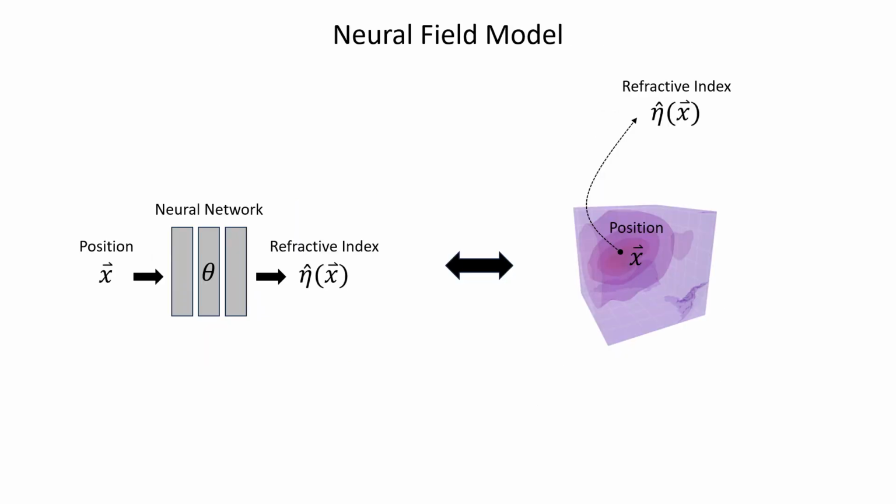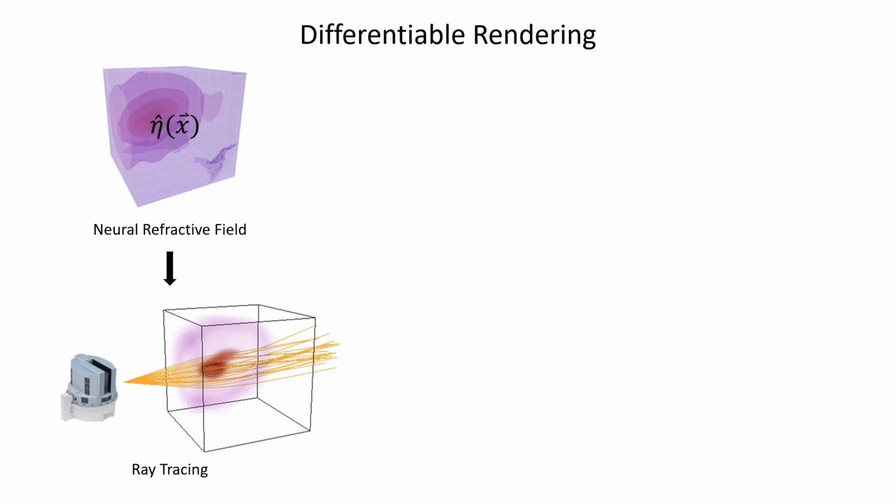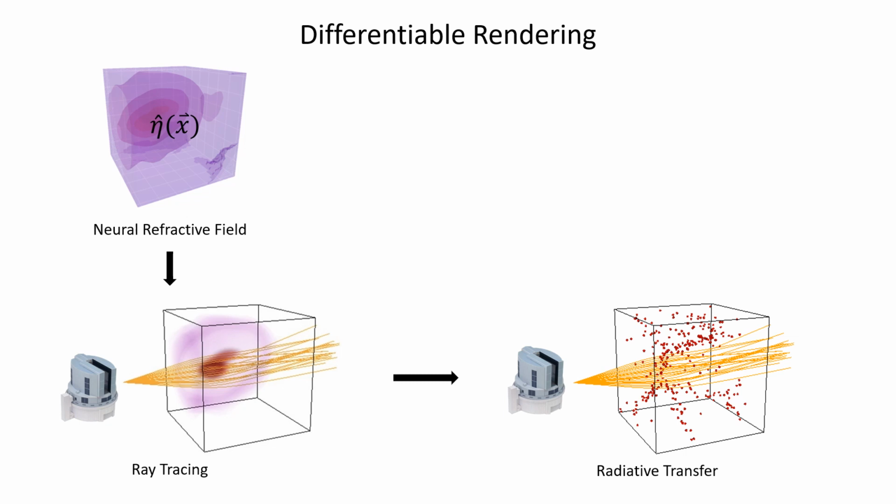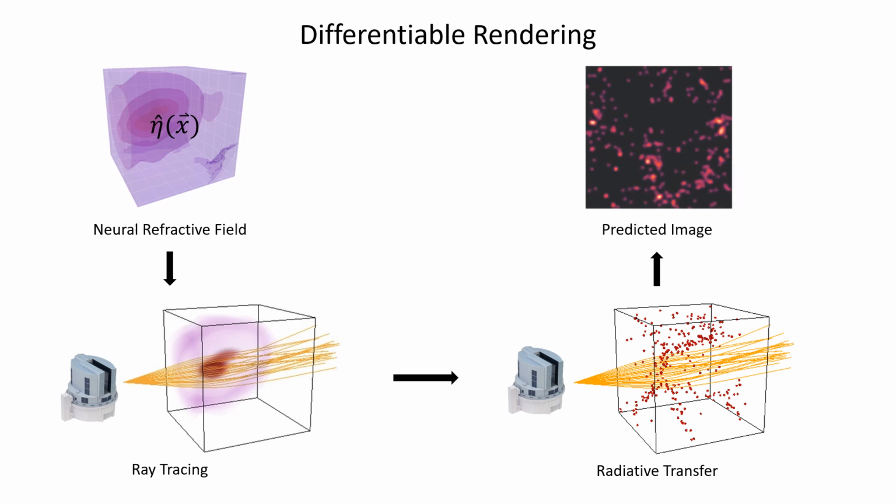To solve this inverse problem, we use a coordinate-based neural network taking a 3D position x as input, which outputs a refractive index for that point. That network then represents a predicted refractive field. Next, given our neural refractive field, we ray trace using the eikonal equations to determine the ray paths from the sensor. Next, we solve the radiative transfer equation to determine pixel intensities, which produces a predicted image.